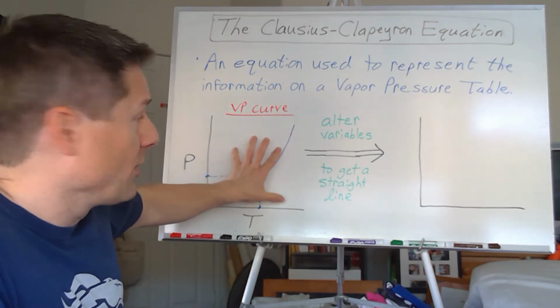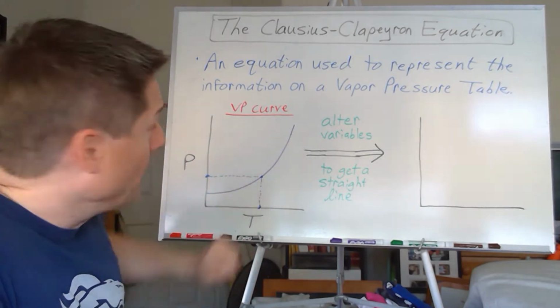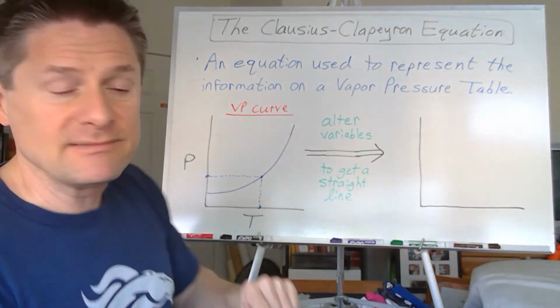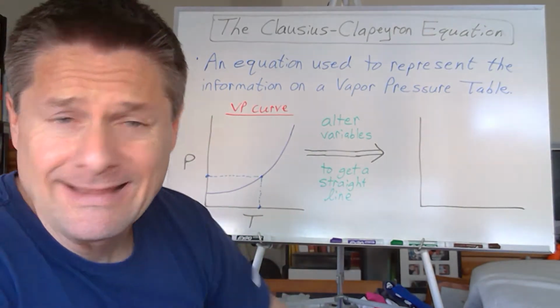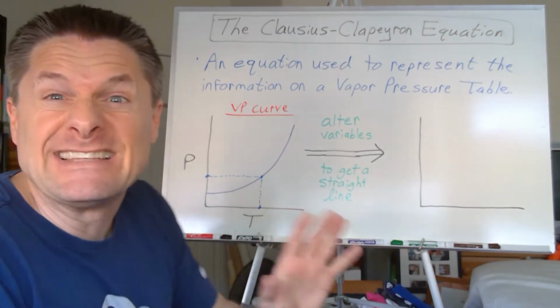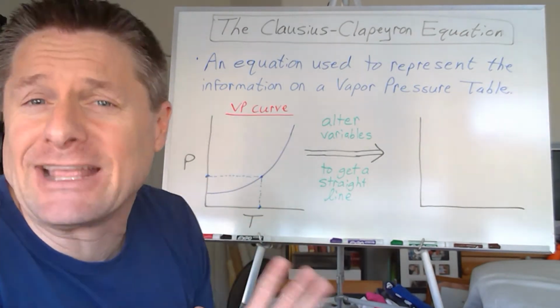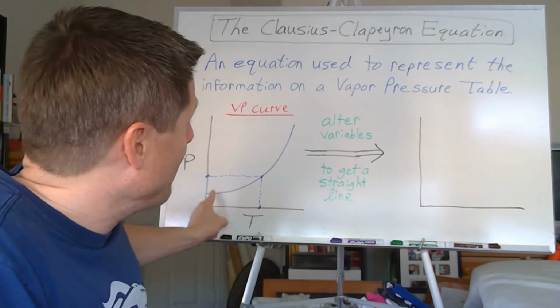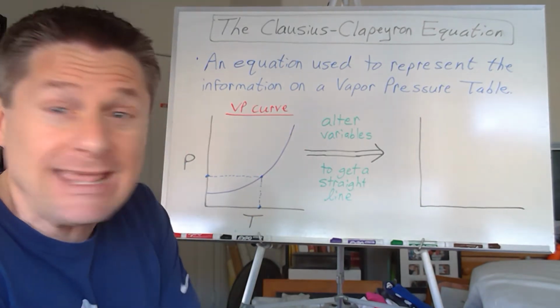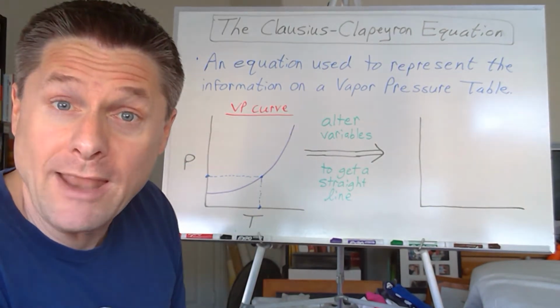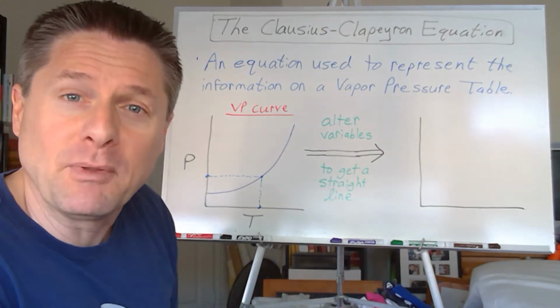So the vapor pressure curves are wonderful. You can eyeball things from them, especially boiling points, and you can see trends. The problem with this beautiful graph is that it's not a straight line. Scientists like straight lines. We could get a mathematical equation to represent that, but it's not going to be a pleasant one. We like happy math, simple math.